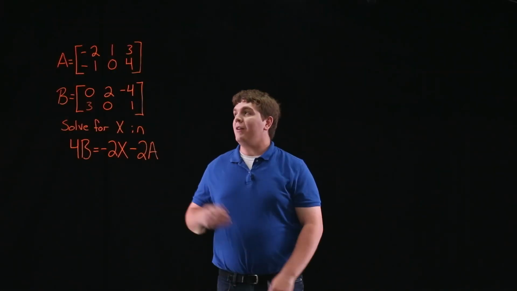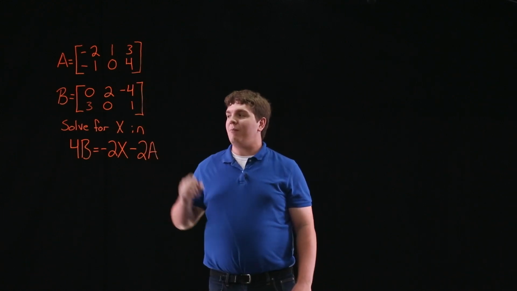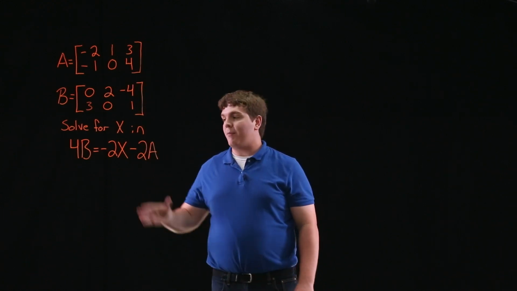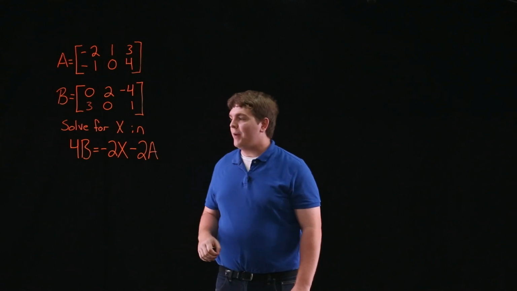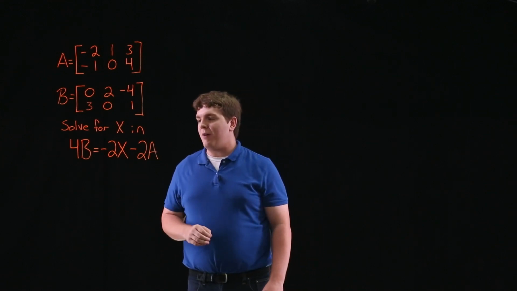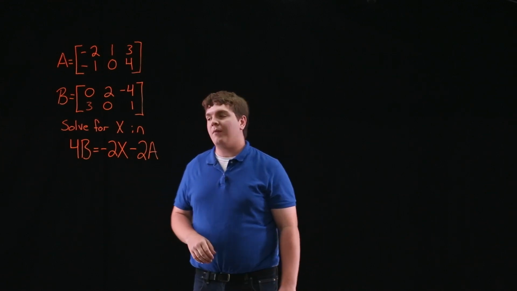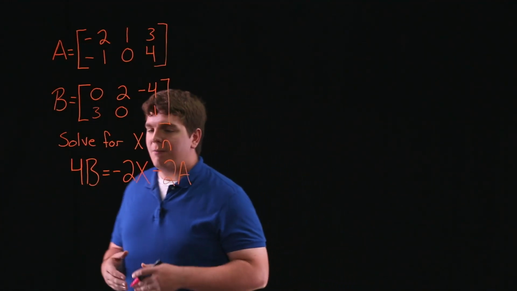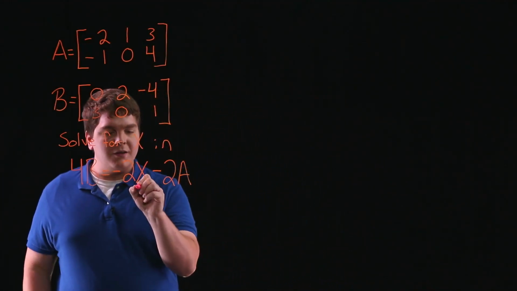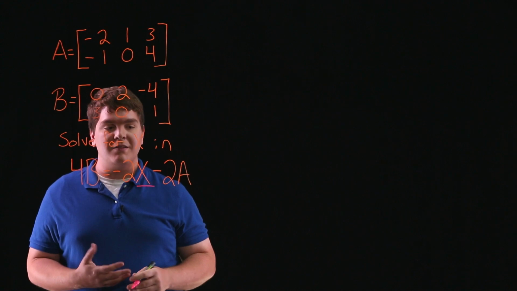For this problem, we're given two matrices, A and B, and we're asked to solve for the matrix X in the equation 4B is equal to negative 2X minus 2A. So let's first begin by manipulating this equation to solve for our matrix X.